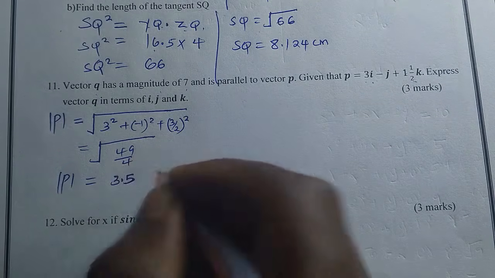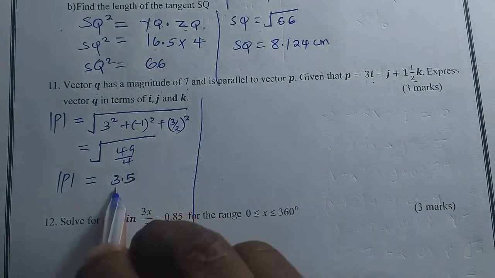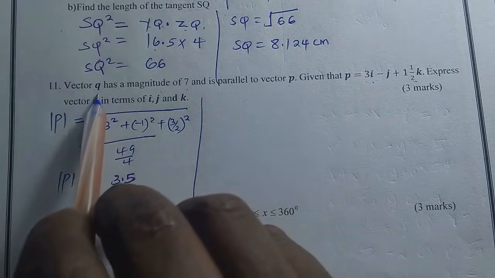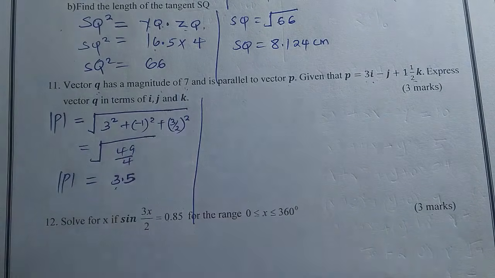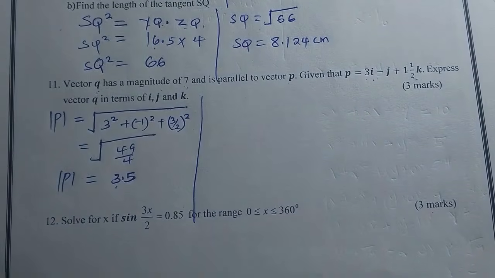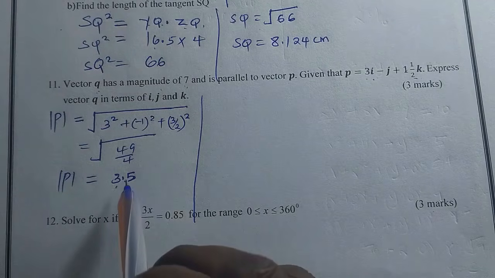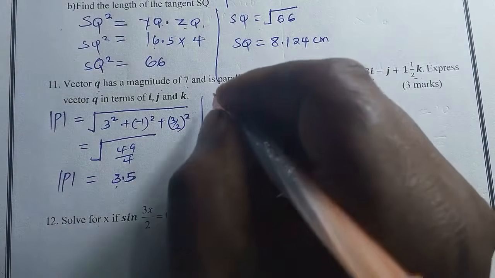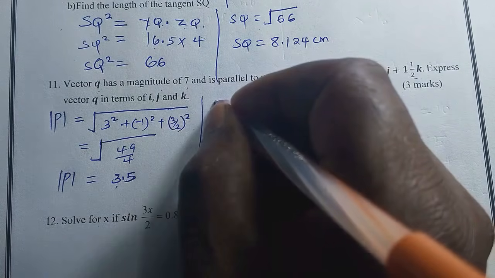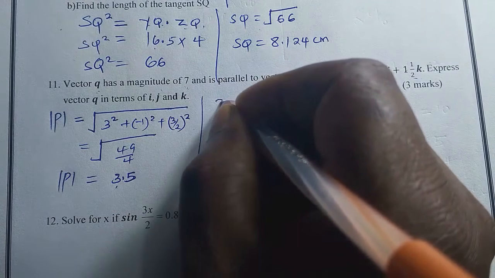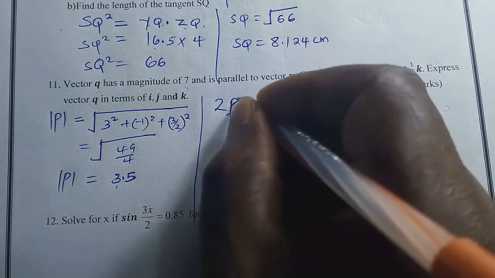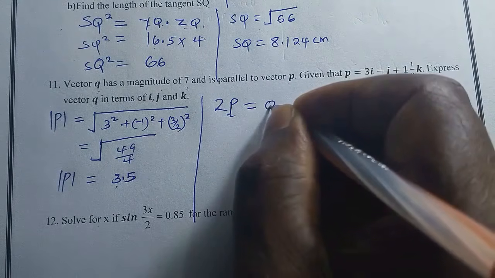Now we have the magnitude of P as 3.5, but the magnitude of Q is 7. But we know that if two vectors are parallel, one must be expressed in terms of the other. So one could be twice or thrice of the other. So you can clearly see that vector P is equal to K times vector Q.